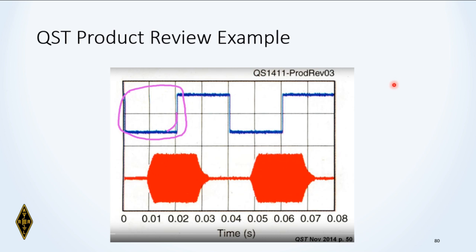Now, for every product review that the ARRL does in QST magazine, they'll typically give an input. This is actually keying a transmitter, and then they'll show the waveform that's being generated. So these are nicely formed. Notice that there's a slight delay. There's some latency from when you tell the transmitter to turn on to when it actually does turn on, which is normal. So that's a good one.